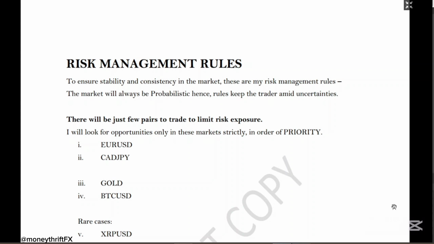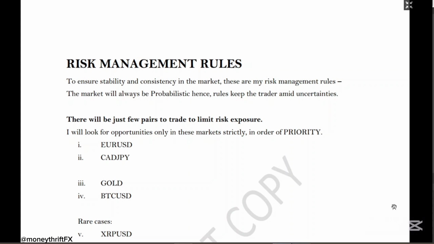So you can start by choosing maybe two majors and two crosses. A major is any currency pair that has USD in it. So your GBP USD, Euro USD, USD JPY, USD CAD, etc. All those are majors. Crosses are currency pairs that don't have USD in them, like Euro GBP, GBP CAD, other pairs like that. These are crosses. You can choose two majors, two crosses, and maybe gold, something like that.